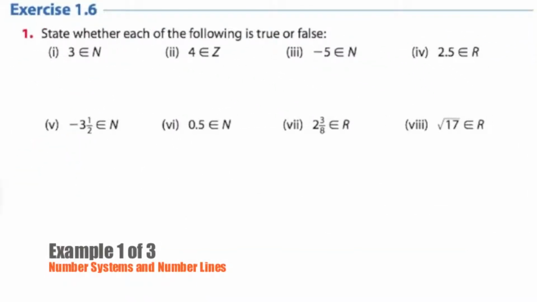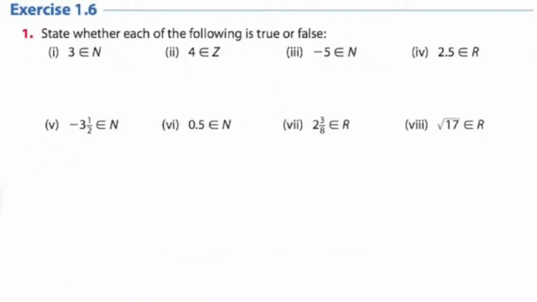Okay, let's look at the question. True or false? Is 3 an element of the natural number set? 3 is a counting number, it is. Is 4 an integer? It is. Is minus 5 a natural number? It's not, because it's negative. Is 2.5 real? It is. Is minus 3.5 a natural number? It's not, because it's negative and a fraction.